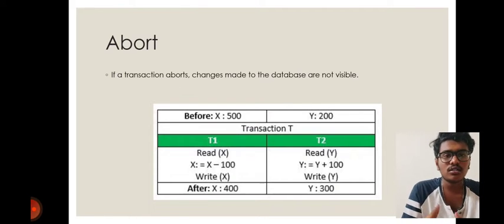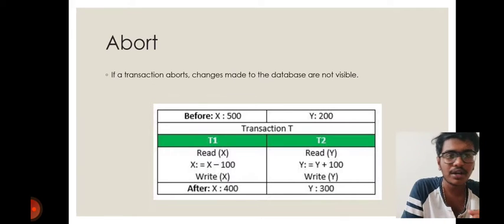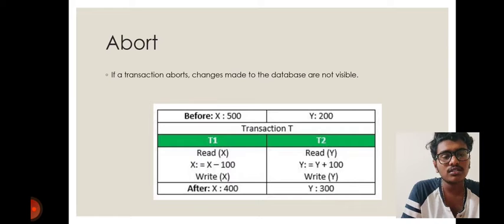So the first operation is abort. If a transaction aborts, changes made to the database are not visible. Let us see an example. Before, X equals 500 and Y equals 200, transaction T occurs. We get two different parts. First transaction is T1 and the second transaction is T2.